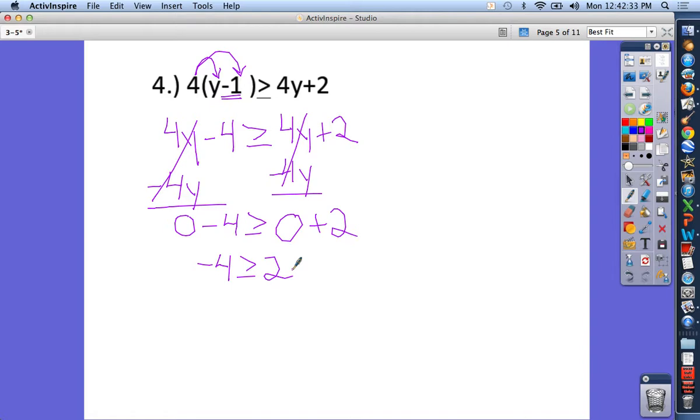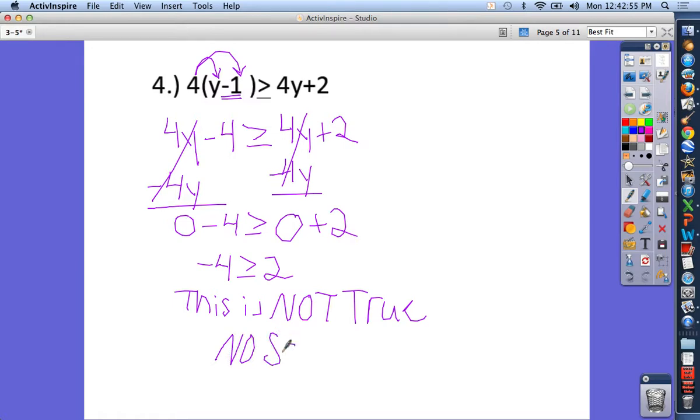Oh, do you remember all the way back from chapter 2? If you had two things that didn't equal each other, this will never be true. Negative 4 will never be greater than or equal to 2. So this is not true. I bet you're thinking what the answer is. It is no solutions. You could plug whatever you wanted in for x, and it would never come out to work. So you don't even have to graph anything.